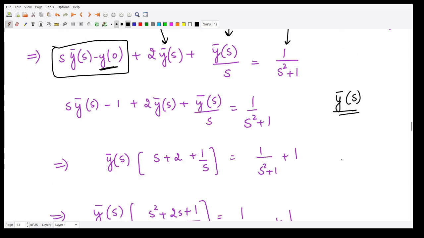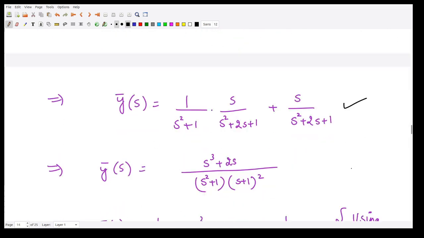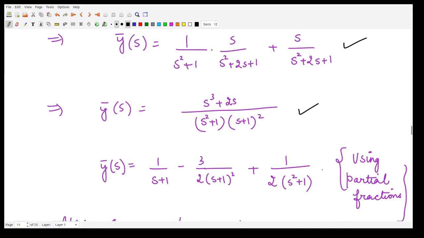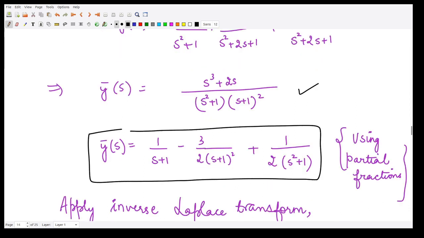So we can obtain its value. It comes out to be, after simplification, this term, right? So we can apply partial fractions and we can separate out the terms so that its Laplace inverse is calculated very easily.